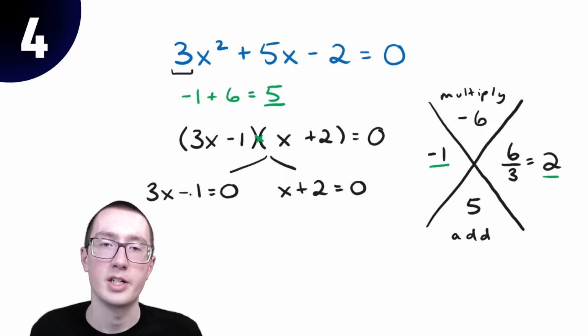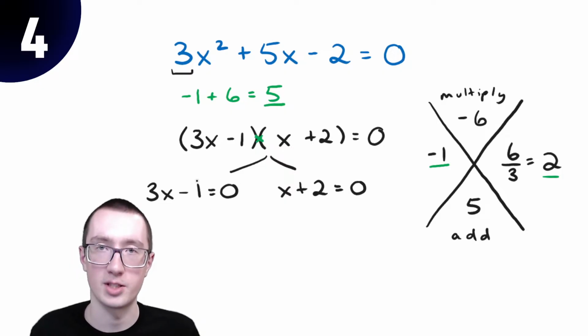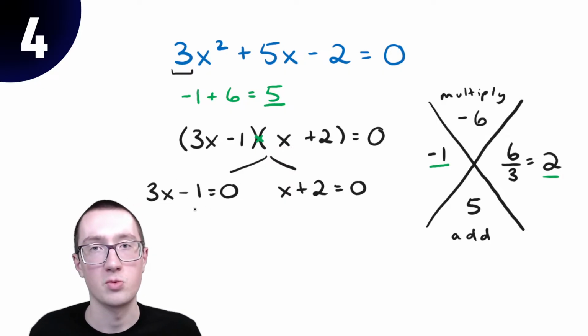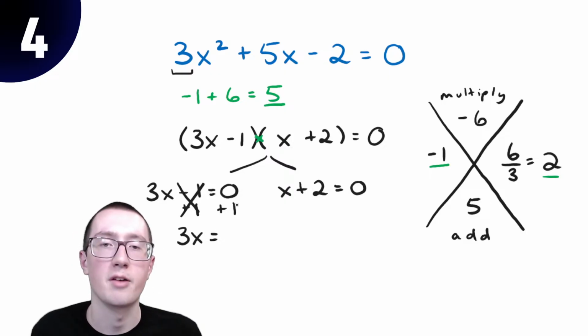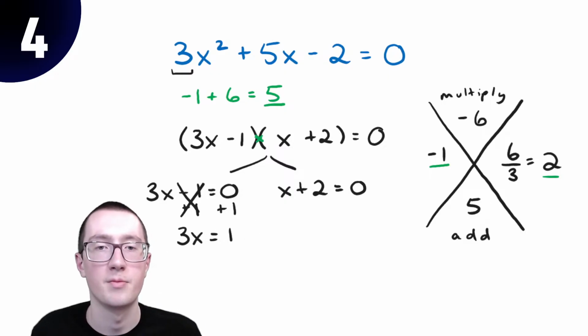So here we have 3x minus 1 equals 0. So to solve for x, we'll just get rid of the 3 and the minus 1. The minus 1 is less attached to the x, so I'll get rid of that first. So because it's a minus, we have to do the opposite of minus, which is plus. So we'll add 1 to both sides. These cancel out, and on the left side here, we just have 3x. And on the other side, we have 0 plus 1, which is 1.